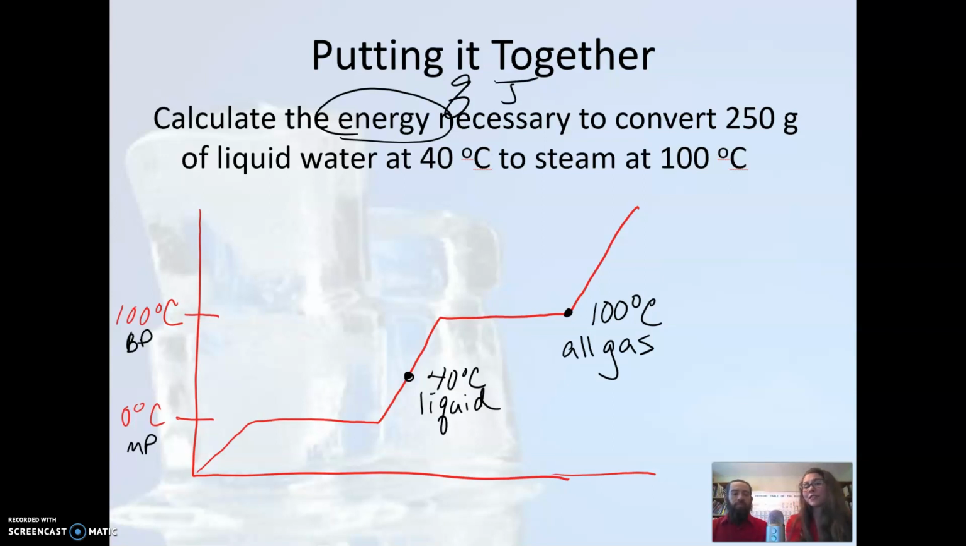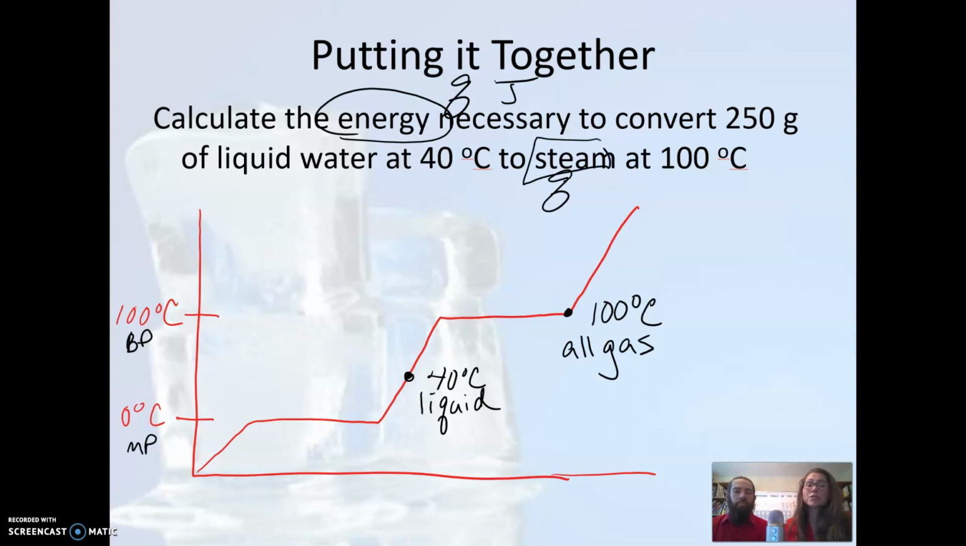And necessary to convert 250 grams of liquid water. So we're starting at liquid. We know it's between 0 and 100. And we're going to start at 40 degrees to steam. So steam means I'm in the gas phase or the vapor phase, and it says it's steam, so it's all steam at 100 degrees Celsius.